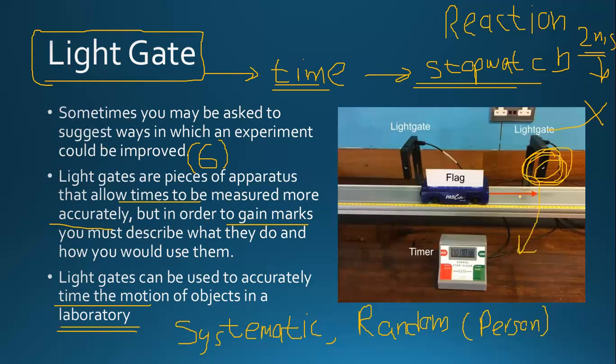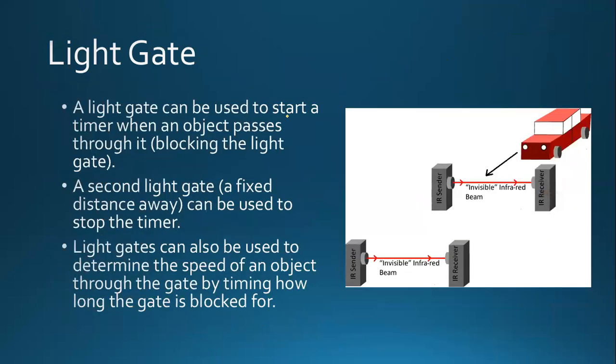As soon as your car passes here, the timer is going to start, and the moment it passes the other light gate, the timer is going to stop. So this is the starting initial point, and this is your final point. It basically works by laser. There is a laser fitted here, and another laser passes in front of it here. The moment you have passed the first light gate, the time starts. The moment you have crossed the second gate, the time stops. A light gate can be used to start a timer when an object passes through it, blocking the light. A second light gate a fixed distance away can be used to stop the timer.